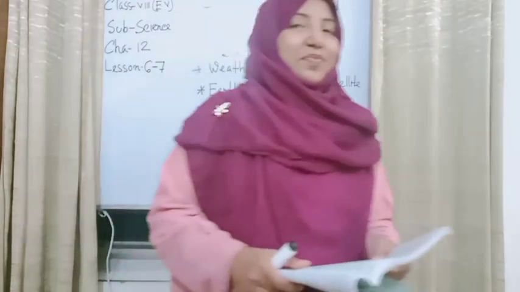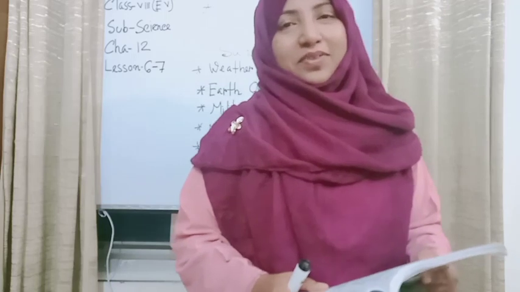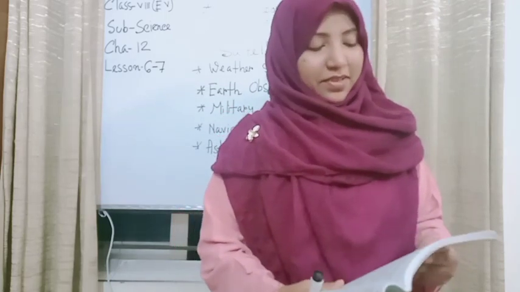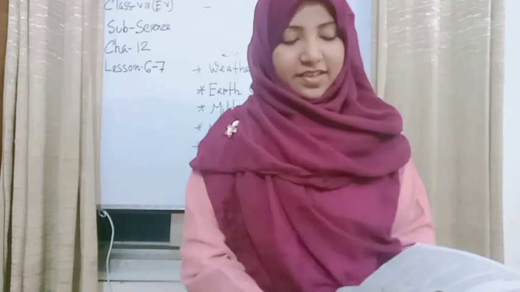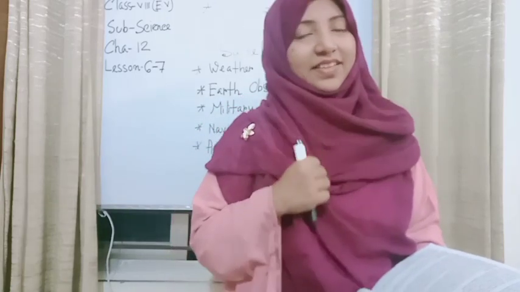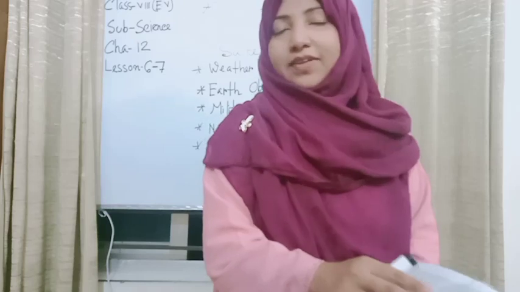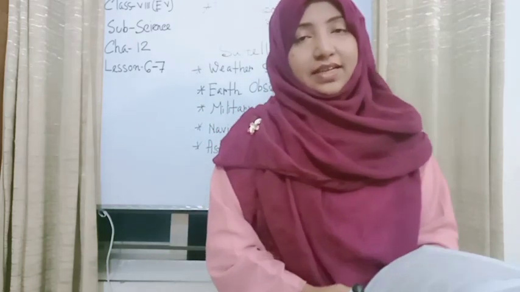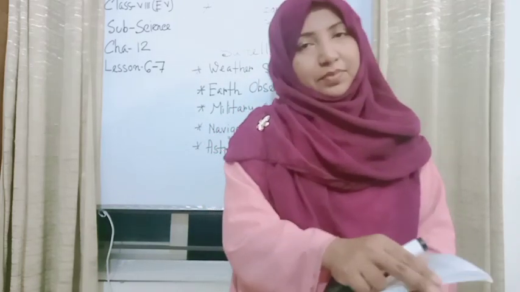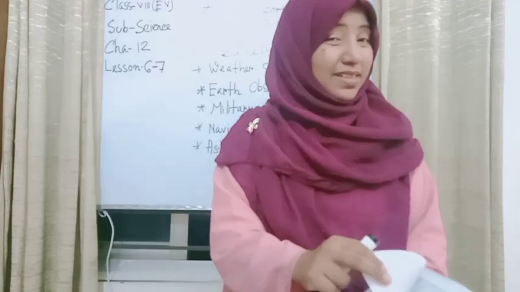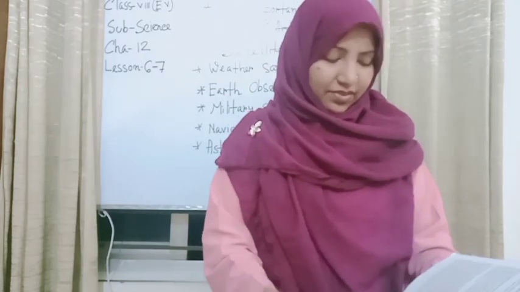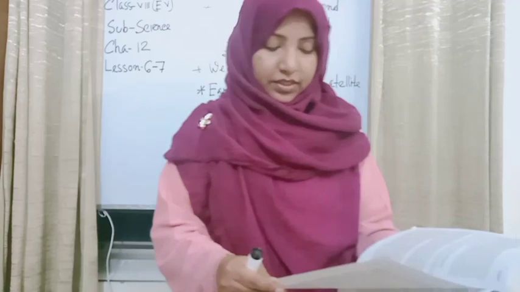Today I have selected our last topics in this chapter. The chapter name is outer space and the satellites. In the previous class, I also explained the movement of artificial satellites. Lesson 7 is the importance and uses of artificial satellites.